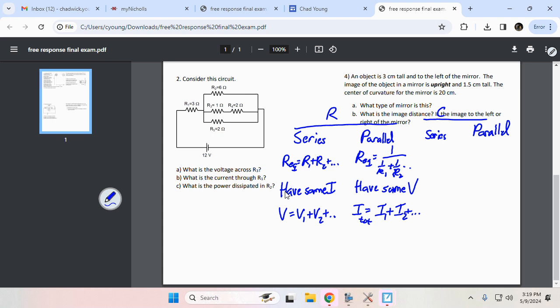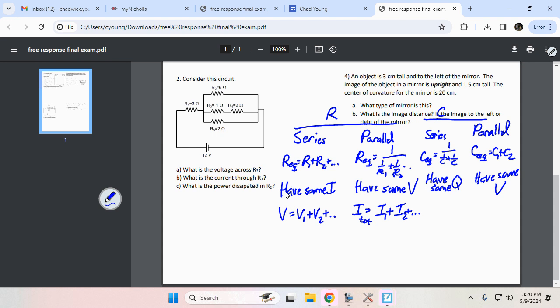I think that's it. For capacitors in series, the equivalent capacitance is equal to 1 over C1 plus 1 over C2. The equivalent capacitance for those in parallel is C1 plus C2. Notice they're flipped from the resistors. Capacitors in series have the same charge. Capacitors in parallel have the same voltage. These are very similar to the resistor rules. Remember, current is charge over time, so resistors in series have the same charge over time. Capacitors in series have the same charge, and then they both have the same voltage.